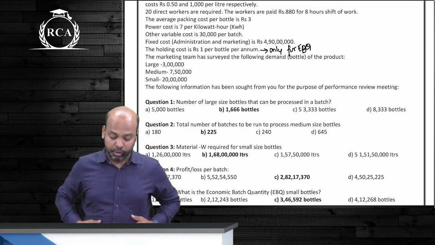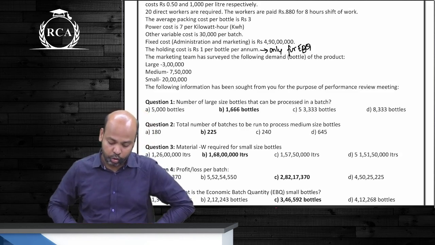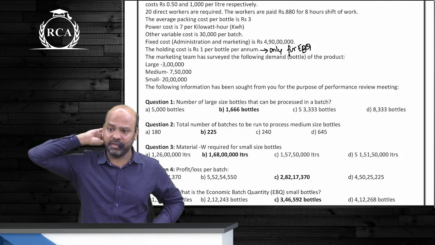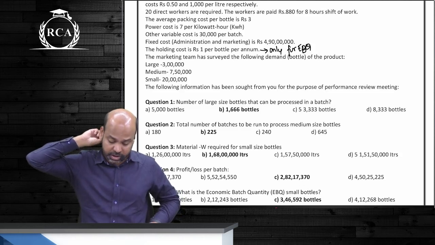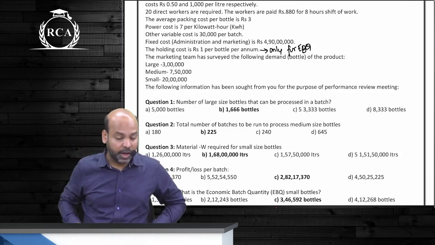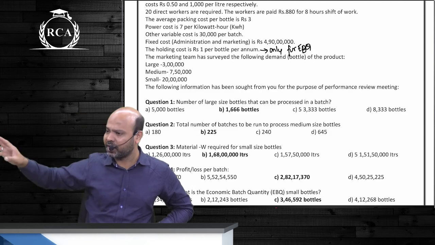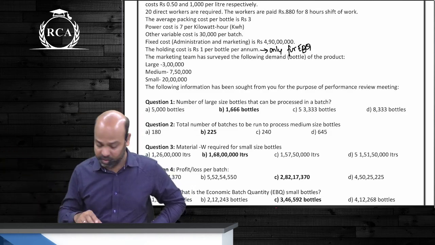What are the total number of batches that will be needed to run to process medium sized bottles? You can take number of bottles per batch, guys, and then you will arrive at the total number of batches. What is the material W required for small size bottles? अब ये अपन अलग अलग आंसर नहीं करने वाले. We'll present the entire data and then we'll see, guys, what is required, what is not required.